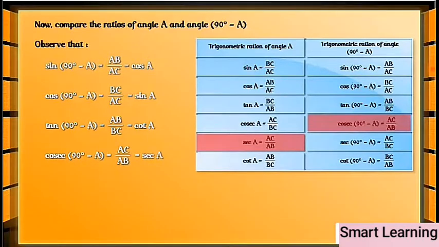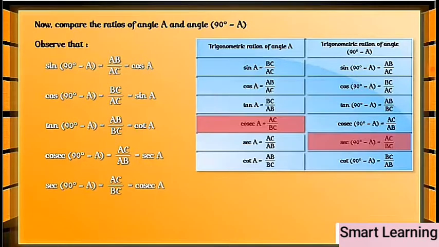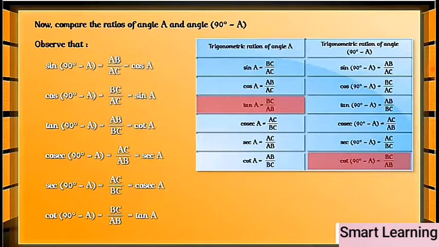Cosec 90 degrees minus A is equal to AC upon AB is equal to sec A. Sec 90 degrees minus A is equal to AC upon BC is equal to cosec A. Cot 90 degrees minus A is equal to BC upon AB is equal to tan A.